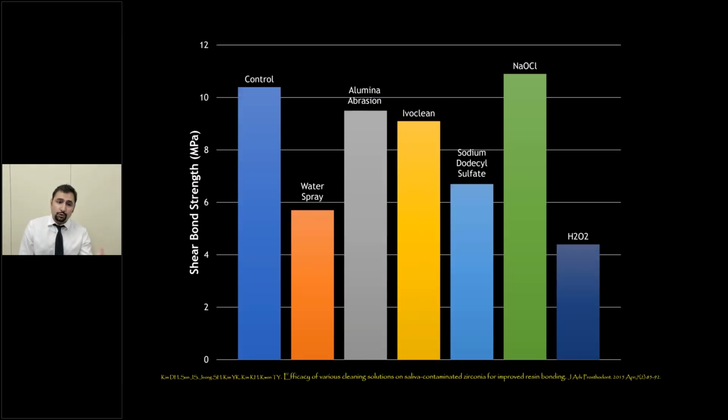So you see that in the control group, they found around maybe 10.5 megapascal of bond strength, and then they just cleaned it with water. They got half of the bond they would have gotten without having a saliva contamination. So it's very crucial to know that if a clinician thinks that just using water is enough to get rid of all those phosphate groups from saliva, it's very wrong. They need to use something else. That something else can be air abrasion with alumina particles, can be IvoClean solution, or can be sodium hypochlorite. Either of these. So this study showed they can really bring back the bond to what the control group was.